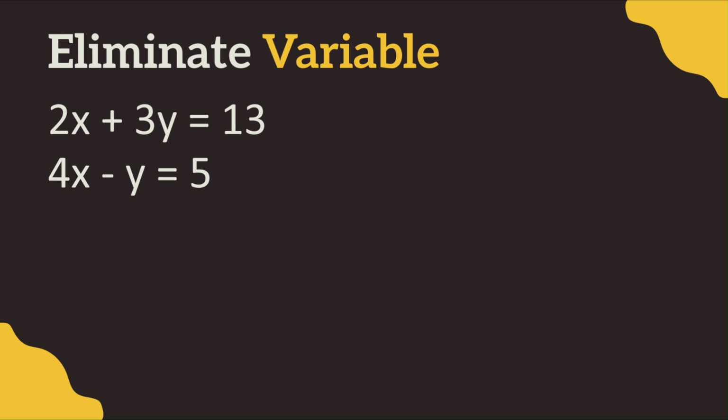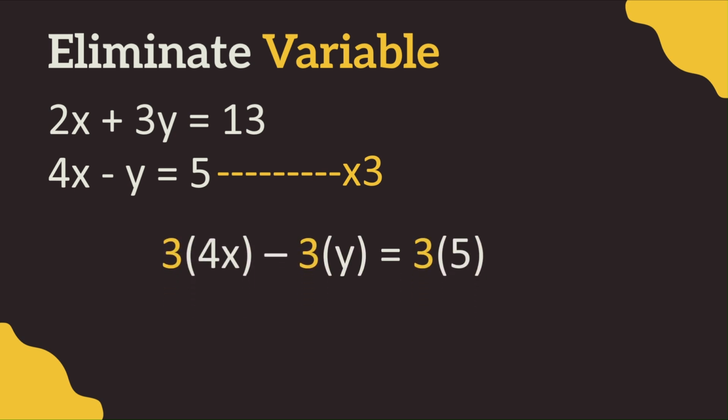The easiest way to do that is to multiply the second equation by 3. This will make the coefficients of y the same. Remember, when multiplying an equation, every single term must be multiplied. Multiplying the second equation by 3 gives us 12x minus 3y equals 15. Now our equations become 2x plus 3y equals 13, and 12x minus 3y equals 15.